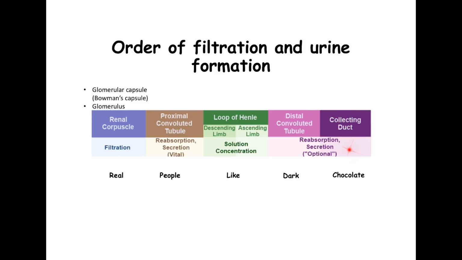So C, collecting for chocolate. So real people like dark chocolate. Renal corpuscle, proximal convoluted tubule, loop of Henle, distal convoluted tubule, and collecting duct. So if you remember this mnemonic, you can remember the order of filtration, and hopefully it can help you remember it when you see it on exams.